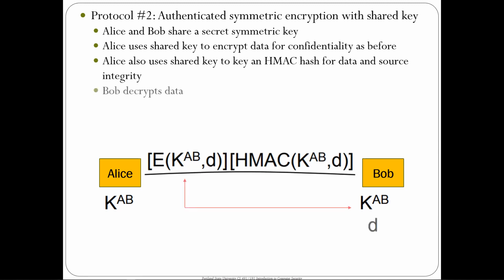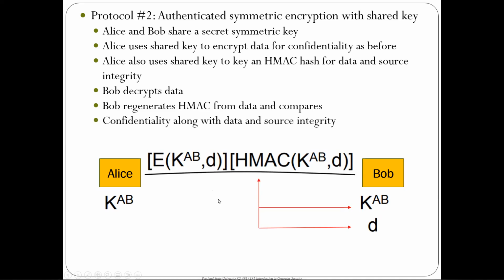Okay, so that's basically what we have. Bob is first going to decrypt the data and see that the data is here. And then Bob is going to recalculate that HMAC. So it's going to regenerate that HMAC from this data and this shared key, and then compare that with whatever got sent along with this encrypted payload. So you get all three. You get confidentiality, data, and source integrity. Does that make sense?